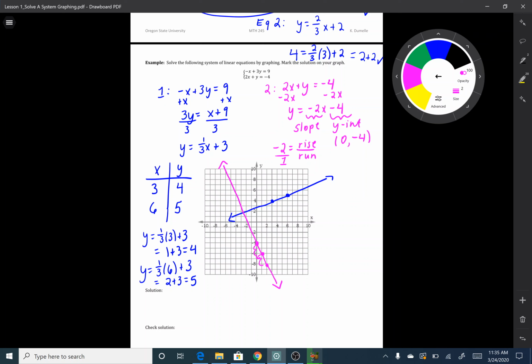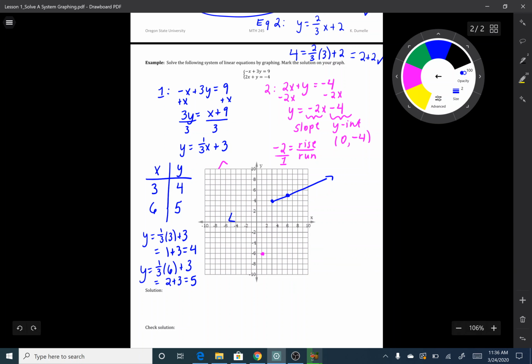And here it's not super obvious where my graphs intersect, right? Most of the time in this class, we will have pretty nice solutions. So it's not super obvious where they intersect. So let's try to make it a little bit more exact.